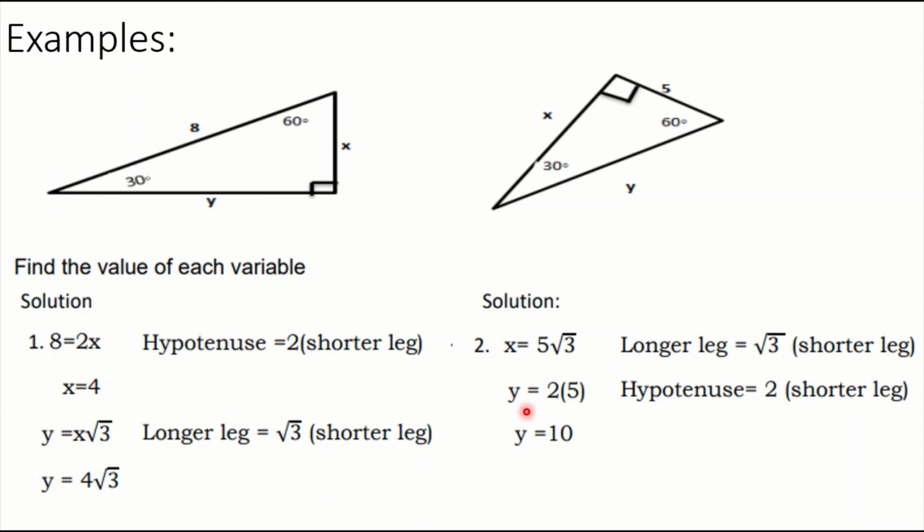Next, for y naman po, sabi dyan, hypotenuse is equal to 2 times the shorter leg. So, doblehin mo lang daw po yung shorter leg, which is yung 5. So, 2 times 5 is 10.